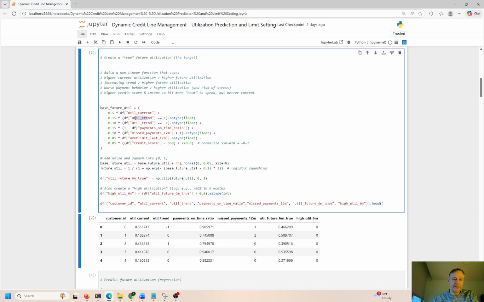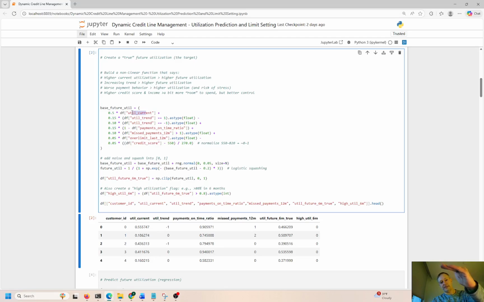So in total trend, is it increasing or is it decreasing? Or utilization, sorry, is it increasing (1) or is it decreasing (-1)? And the utilization, what is it currently right now? So what's the person using right now?